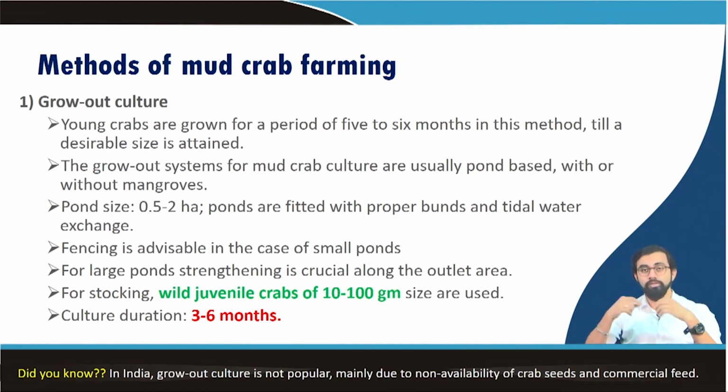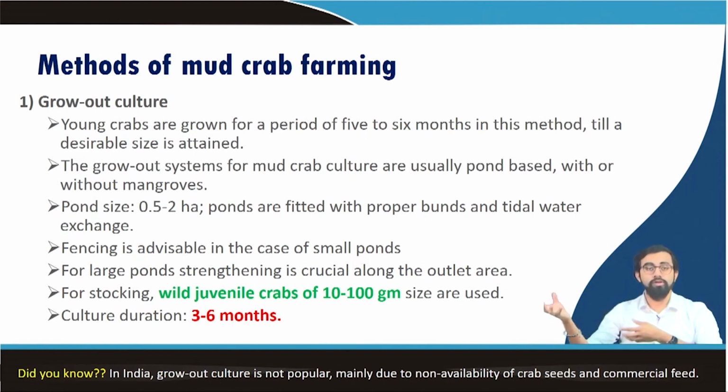Fencing is obviously advisable because they can crawl around, so you can definitely lose them. It is better to have proper fencing around in these grow-out culture systems. For a larger pond, pond strengthening is very crucial, along with the outlet area. For stocking, wild juvenile crabs are actually used, which is not good. One of the major reasons is that we are catching them and somehow reducing the wild population in the natural environment. This is the problem.